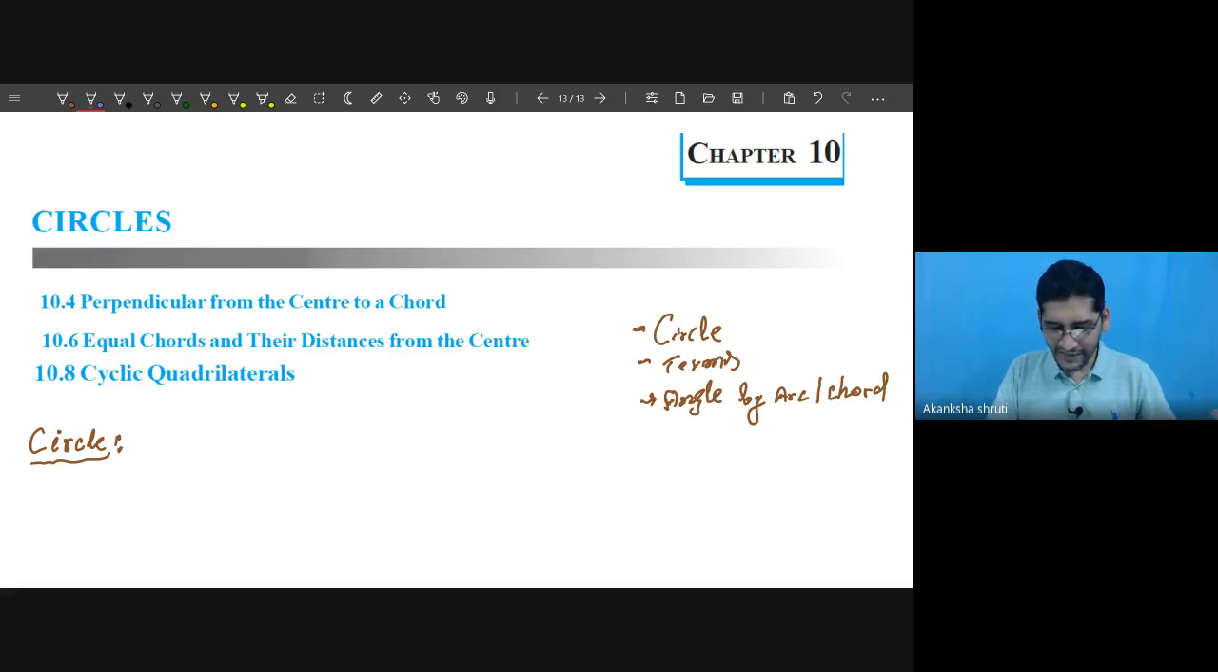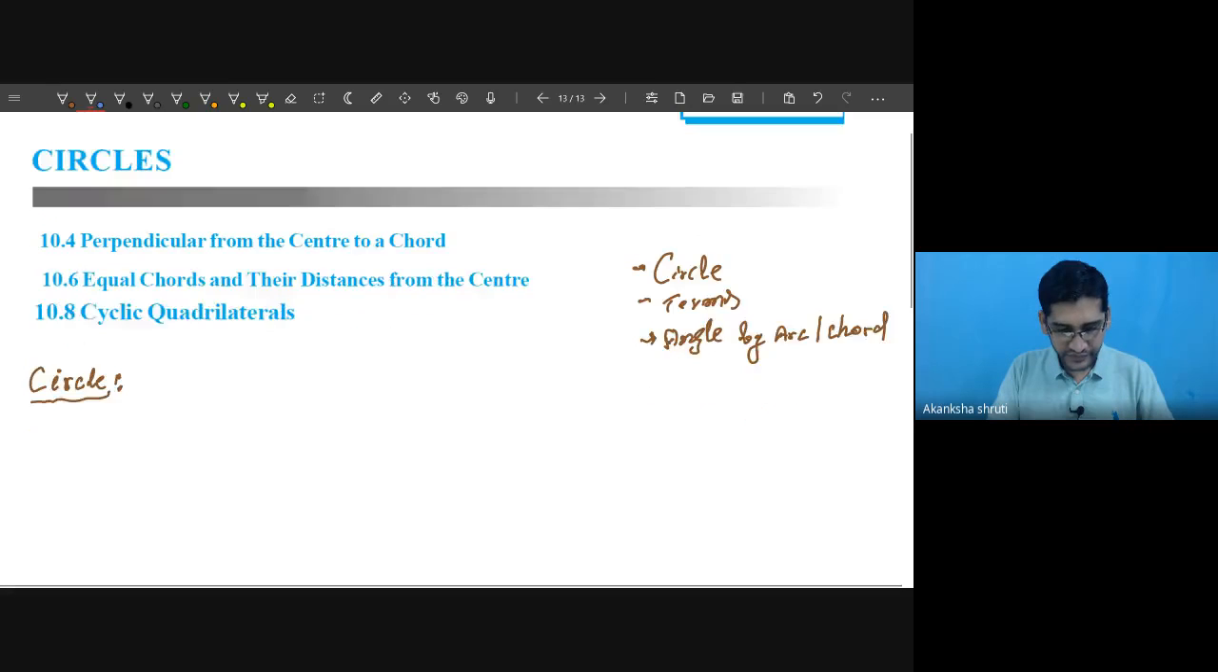In previous two lectures, we have learned about the properties of circle, various terms related to circle like sector, segment, major segment, minor segment, major sector, minor sector, diameter, chord, all those things. We have also learned the important properties of the chord and arc, the angle made by a chord at center and on the circumference, that property, or the angle made by arc at one of these sides.